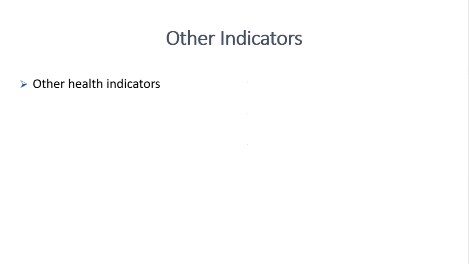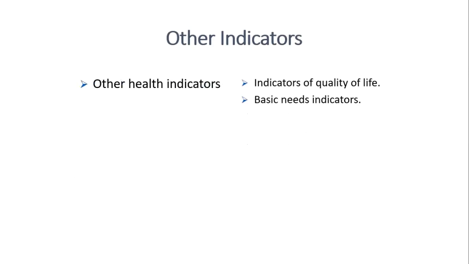Then there are other indicators: indicators for quality of life, basic need indicators, health indicators. Now there is something called QALY and DALY. QALY is quality adjusted life years, the quality years added to your life because of any intervention. DALY is disability adjusted life years. If a person has some injury or disease because of which a disability is added to his life, this is something called QALY and DALY, which you should be aware of.